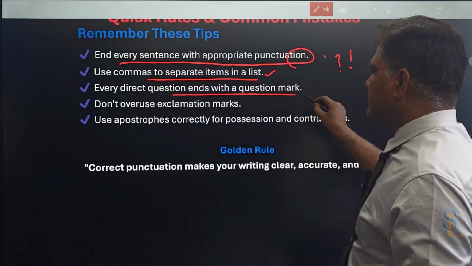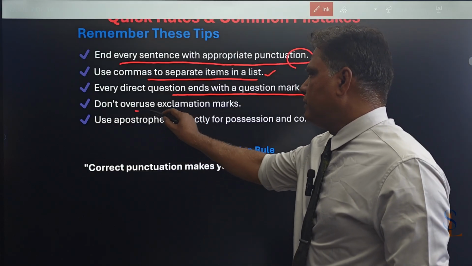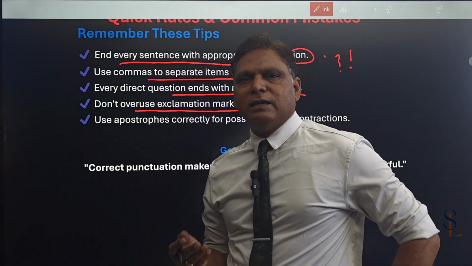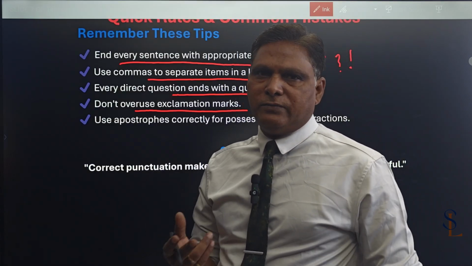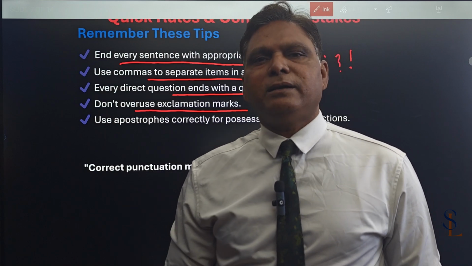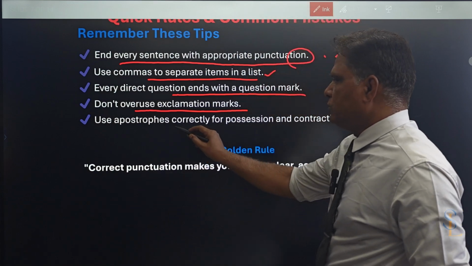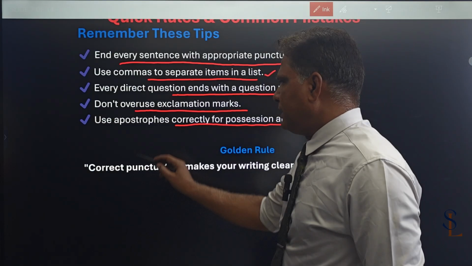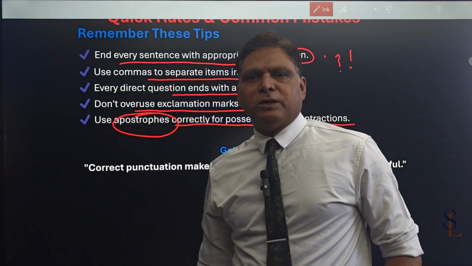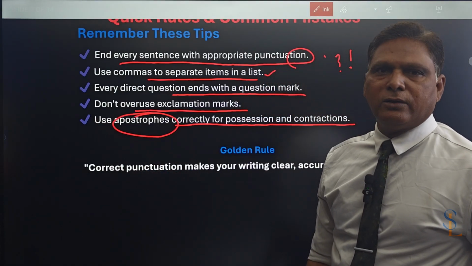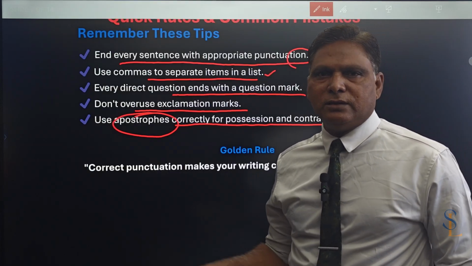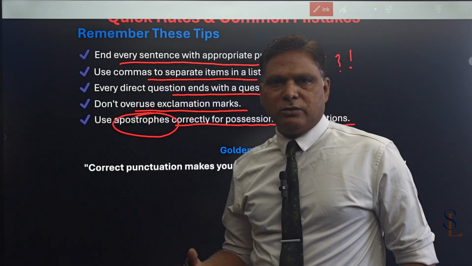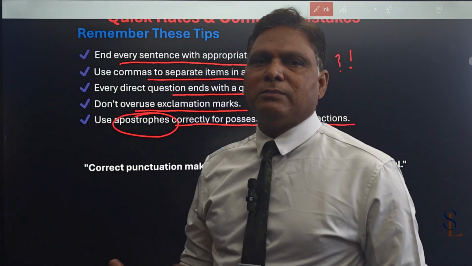Every direct question ends with a question mark, and don't overuse exclamation marks. If you want to use an exclamatory mark in a particular sentence, I think mostly you use it only once. You cannot keep on using the exclamatory mark many times in a sentence. Use apostrophes correctly for possession and contractions. Here the use of the apostrophe is a bit more complicated and also the most misunderstood punctuation mark in the English language. Let us discuss this whenever we are talking about question tags or some other concepts.